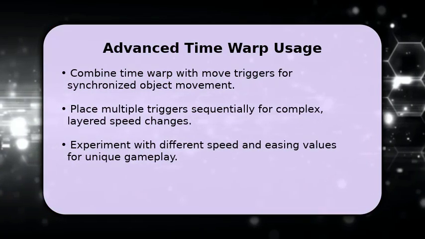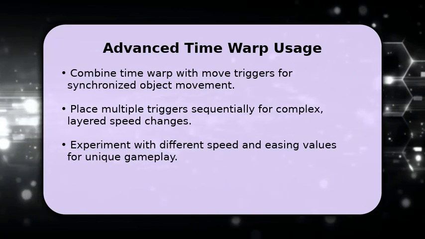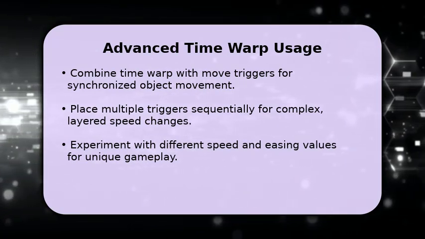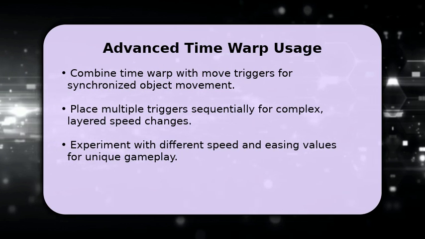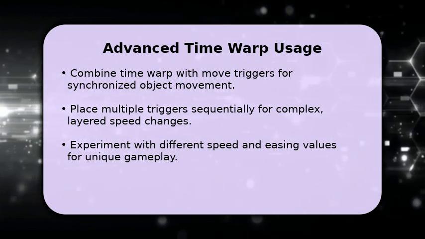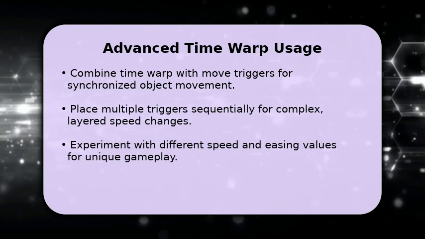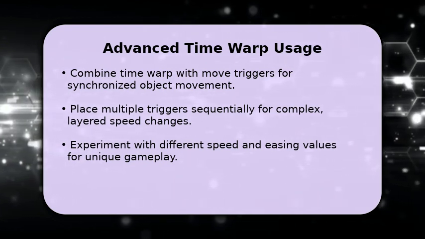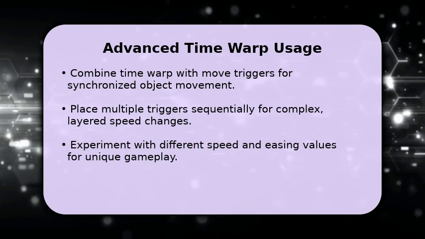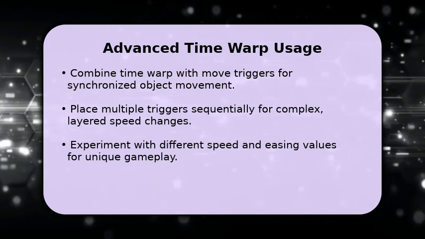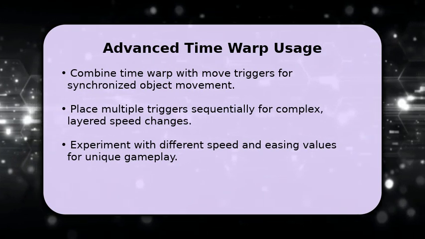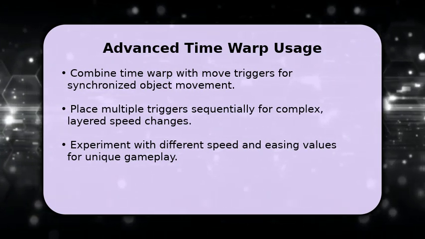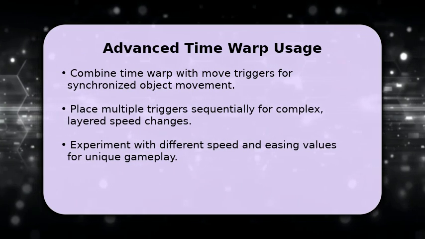For advanced techniques, try combining time warp with other triggers, like move or rotate, to create synchronized effects. Placing several time warp triggers in sequence can produce dynamic, multi-stage speed alterations throughout your level. Don't be afraid to experiment with extreme speed values, such as 0.1 for super slow motion or 3.0 for intense speed boosts. Creative placement and varied settings will make your levels truly stand out.